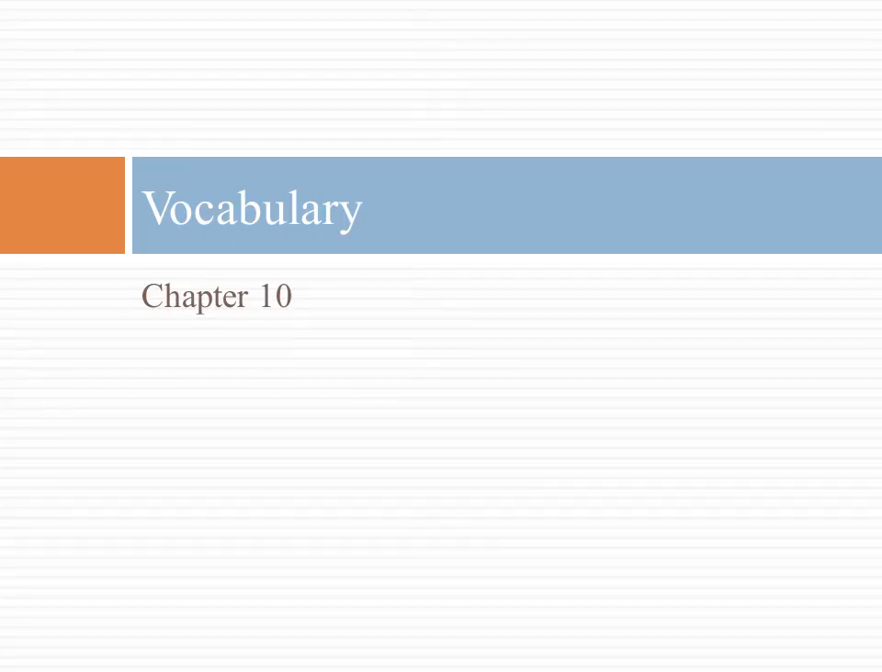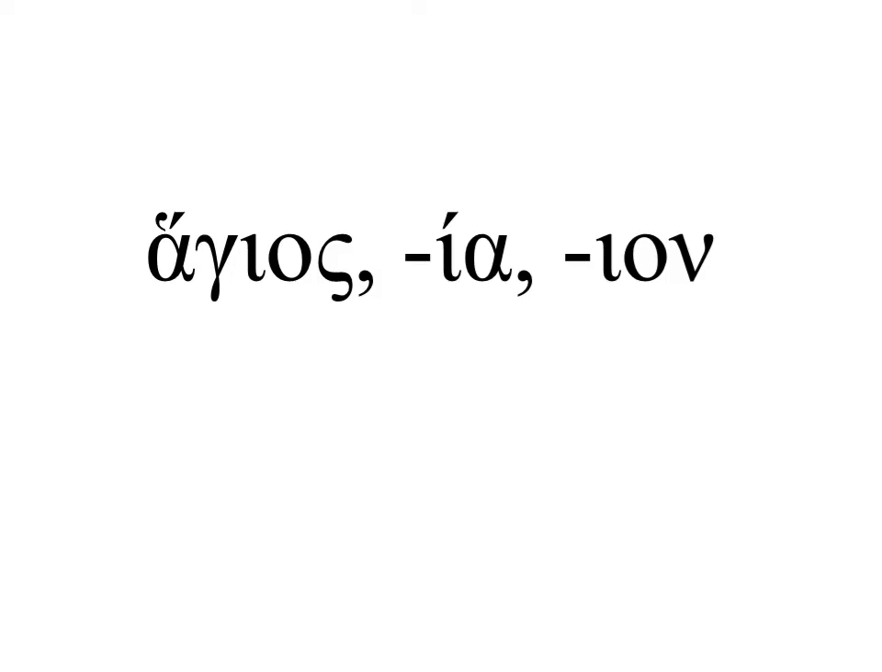Vocabulary, chapter 10. Now, I had so much fun last time going through the vocabulary on little cards that I decided to do it again. So we're going to go through the vocabulary words one by one. And these are going to be adjectives on the whole. And remember now, we're going to have third declension. But this one, hagias, is a 2-1-2. Hagias, hagia, hagian.